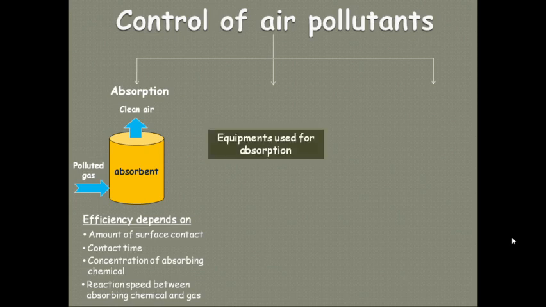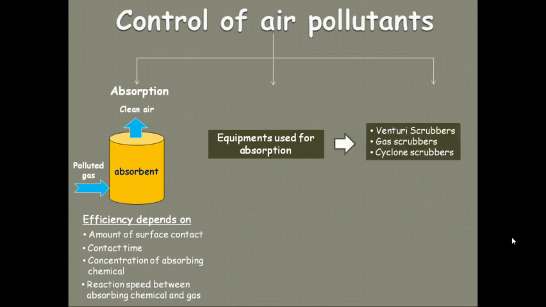Now, if we talk about the various equipment which are currently in practice for removal of these air pollutants by absorption technology, these equipment are as follows. We have Venturi scrubbers, gas scrubbers as well as cyclone scrubbers. All these equipment are based on the principle of absorption technology for removal of pollutants from the gases.